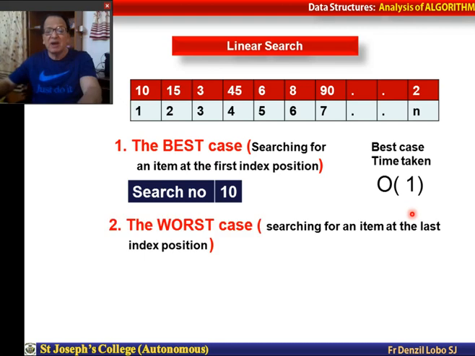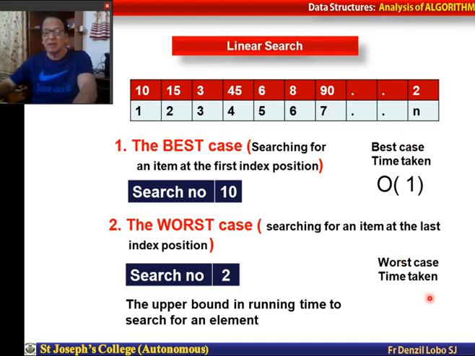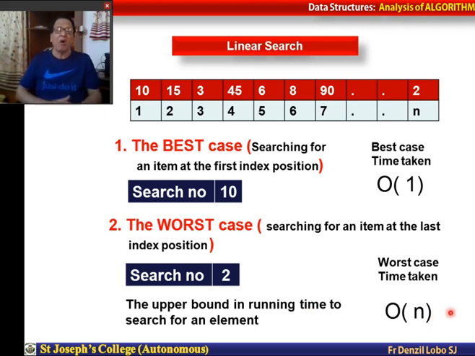Let us take the worst case. The number is right at the end of the list, the nth number, maybe the thousandth or millionth location. That means I have to go through the list again and again, starting from the beginning till the end. So I have to do n comparisons. This is, for example, to search 2 here. It is the nth number. Therefore, the worst case, the upper bound in running time to search an element, would be of the order of n.